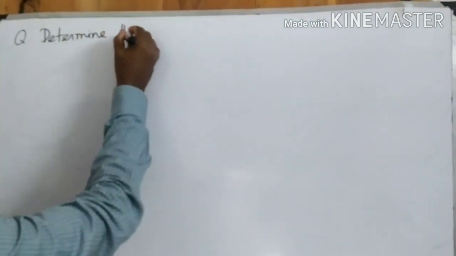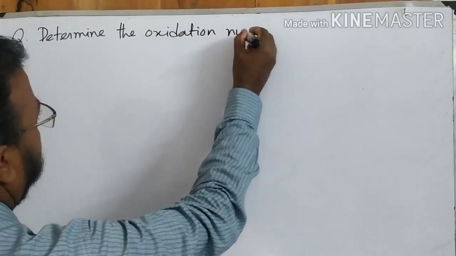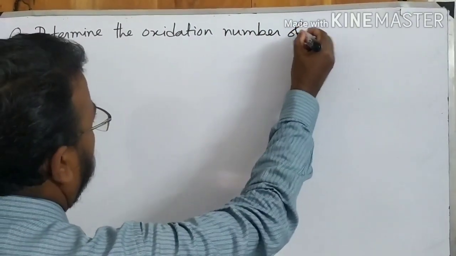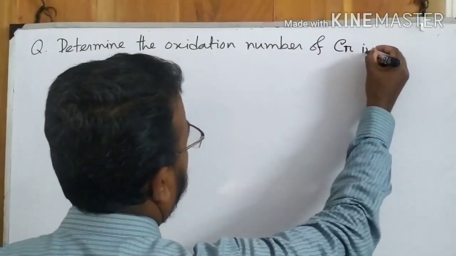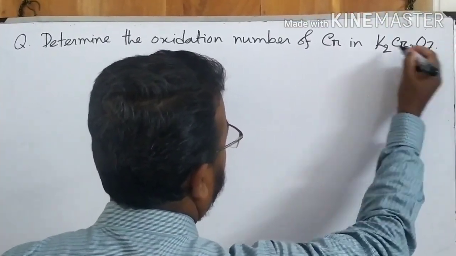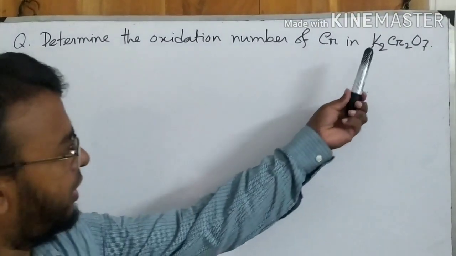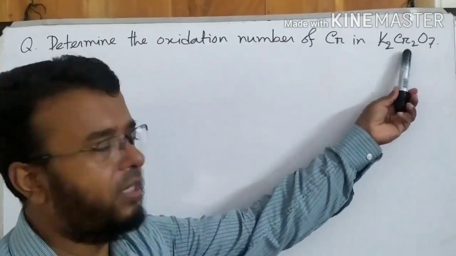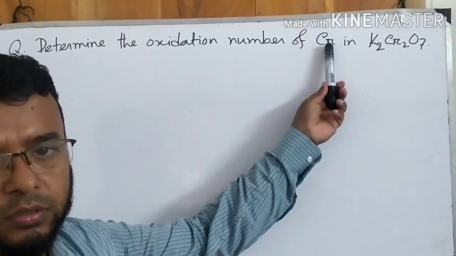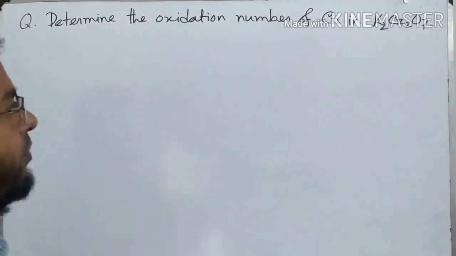Okay, now the next question, determine the oxidation number of chromium in potassium dichromate, K2Cr2O7. Everybody write the name of the compound. It is potassium dichromate, K2Cr2O7, and Cr is chromium. So we have to find out the oxidation number of chromium in potassium dichromate.